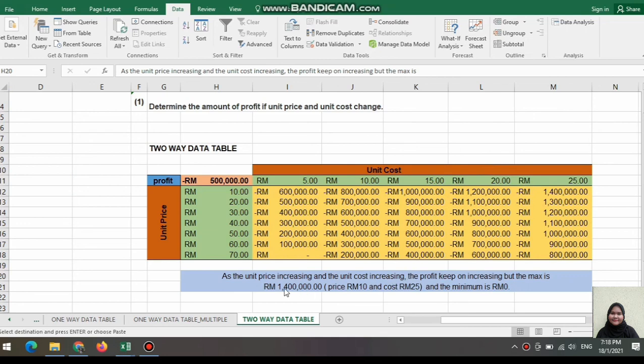As the unit price increases and the unit cost increases, the profit keeps increasing, but the max is 1,400,000 and the minimum is 0 ringgit.